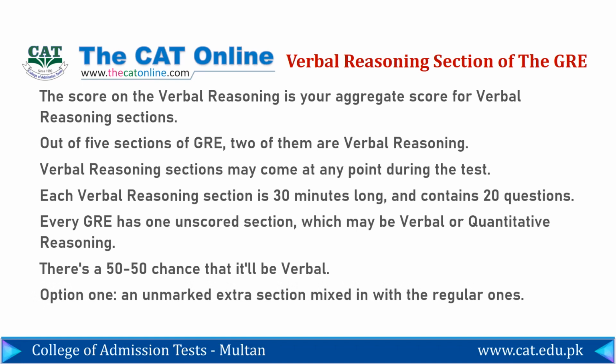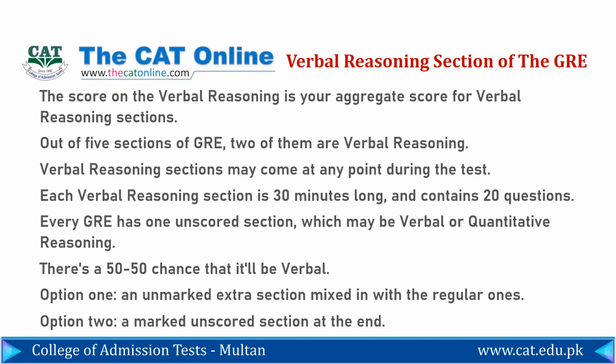In this case, instead of having 5 regular sections, your GRE will have 6, and they'll all look just like normal sections. One of those 6 will be unscored, but you won't know which one it is, so you'll have to try your best on all of them. Option 2, a marked unscored section at the end. In this case, you'll take the 5 regular sections and then get a specially marked survey section at the end.